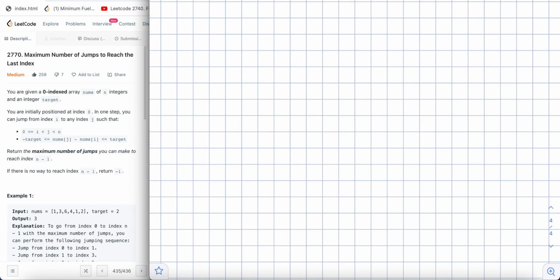Solve a problem so clearly, it's like looking through a window. This is 2770, maximum number of jumps to reach the last index.